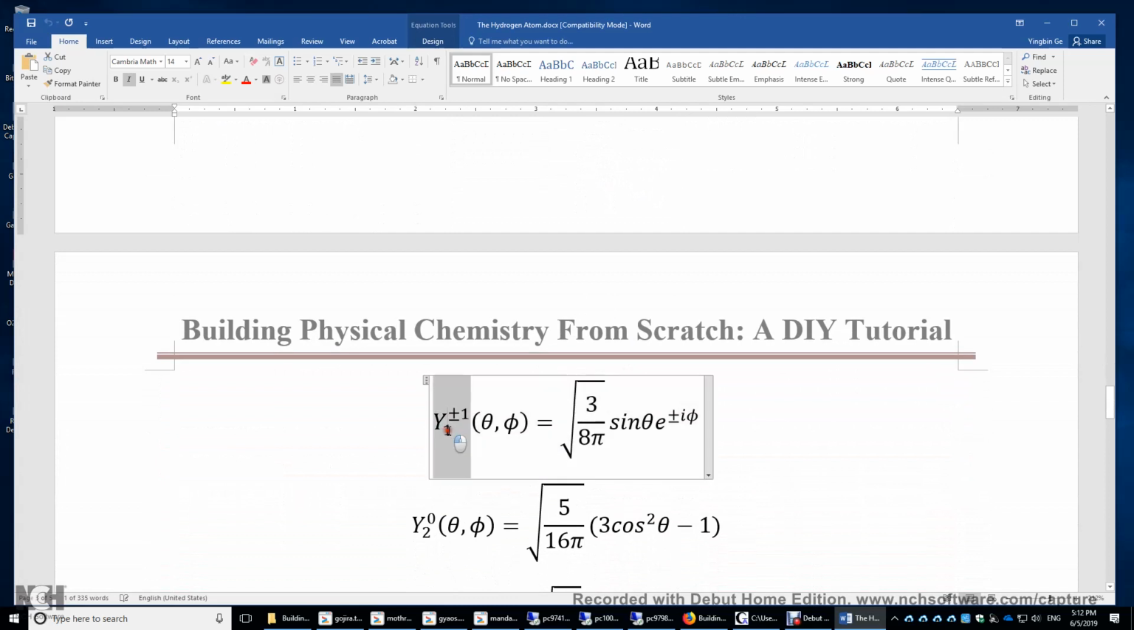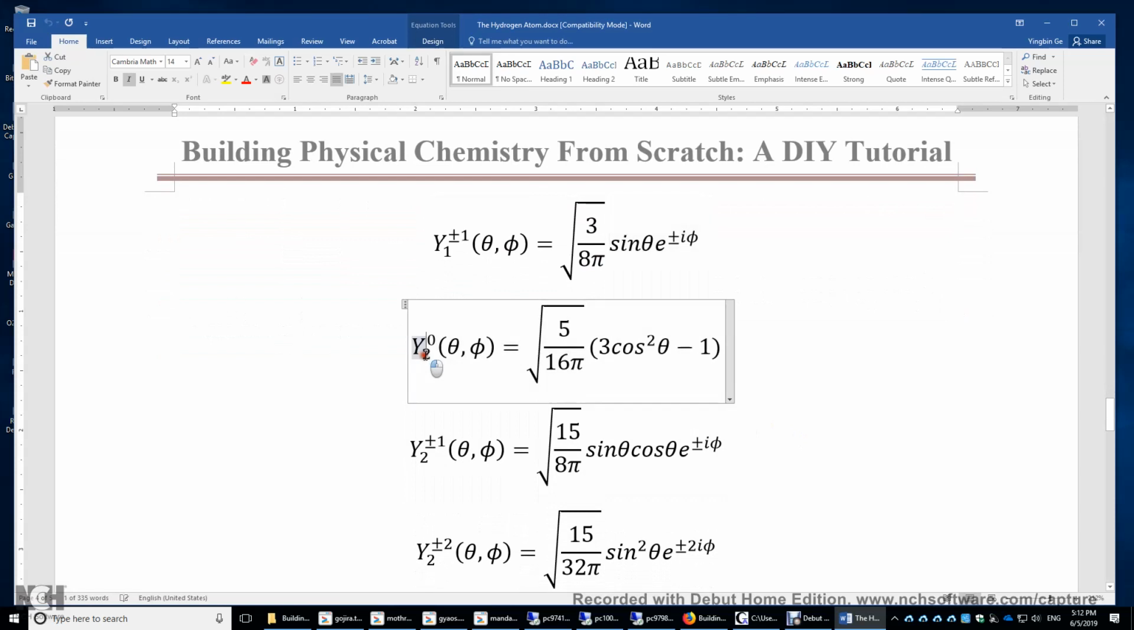And when L equals 1, m sub L can be ±1. The function is sine theta times e to the power of plus minus i phi, and this is a linear combination of cosine phi and sine phi. If you have sine theta times cosine phi, that's actually x over r. If you have sine theta times sine phi, you get y over r. So really, this is a linear combination of x and y divided by r.